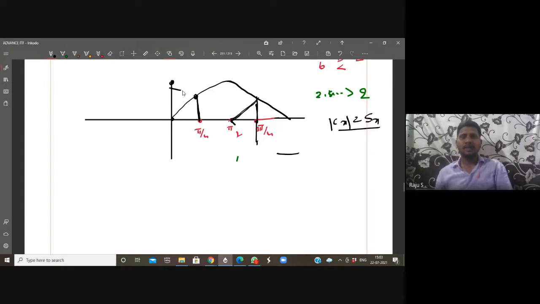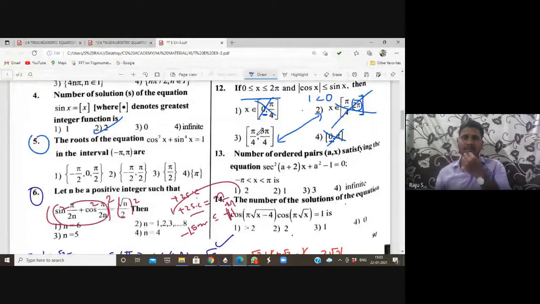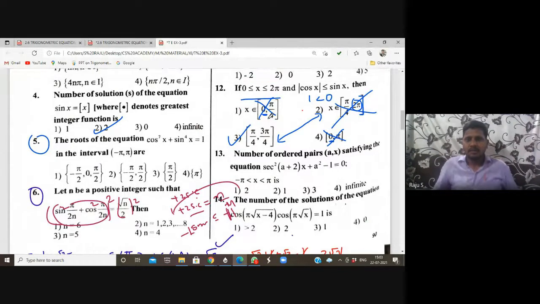So the graph will be represented like this. It will go on like this. What do you observe? This is the modulus cos x graph. This is the sin x graph. So from where to where is modulus cos x lesser than or equal to sin x? 45 to 135. Am I right? This is sin x. This graph is modulus cos x. Clear, students? According to the graph also, the third option is correct. Any doubts here? No, sir.